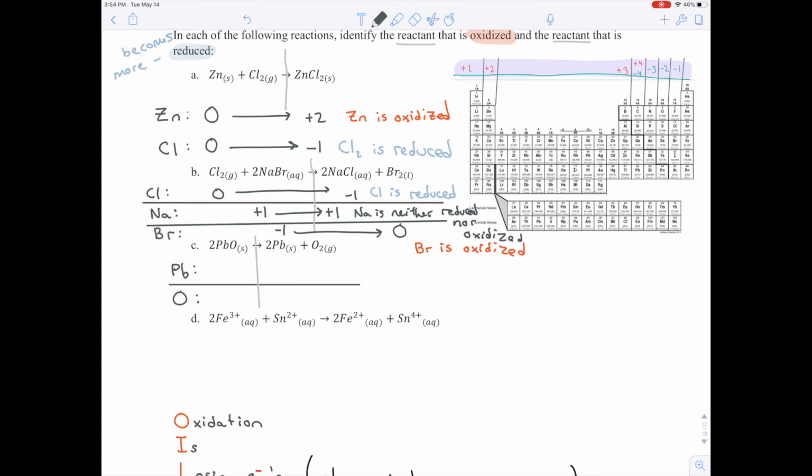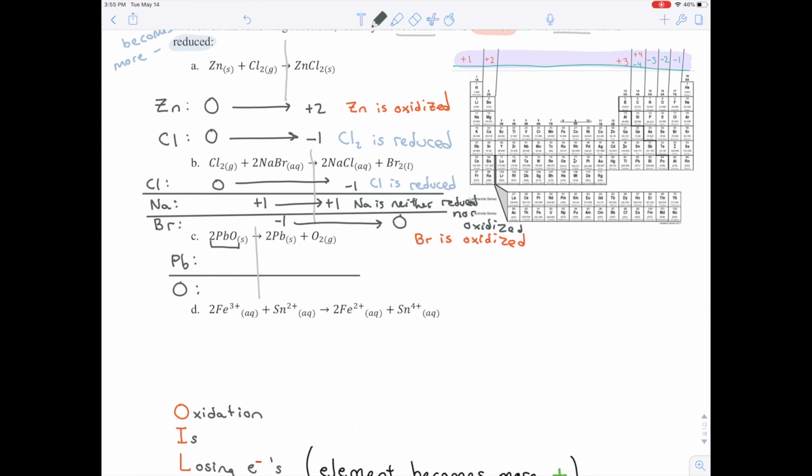Now on the left side, lead is in a compound. Lead can actually have several different charges. It's like a transition metal in that way. So we don't actually know the charge on lead specifically here. We have to figure that out. So we can make a little algebraic equation. The compound is PbO.